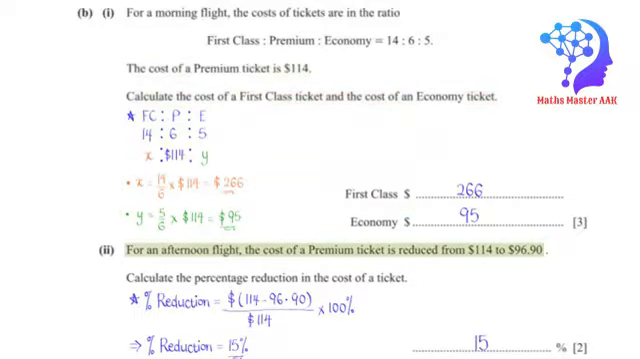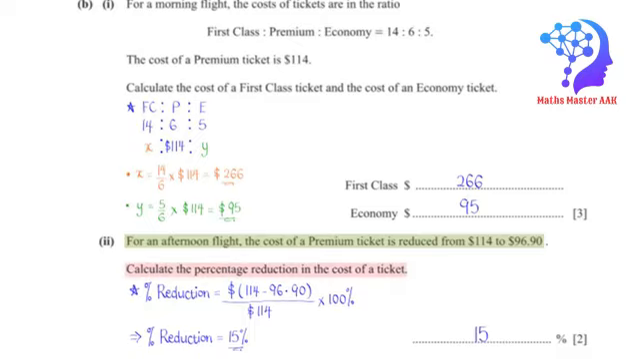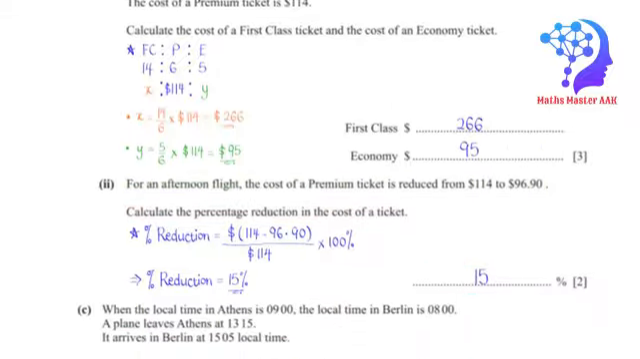For an afternoon flight, the cost of a premium ticket is reduced from $114 to $96.90. Calculate the percentage reduction in the cost of a ticket. To find the percentage reduction, that is equal to the reduction, which is $114 minus $96.90, divided by the original cost, which is $114, times 100%. When we type this into the calculator, we get 15%.